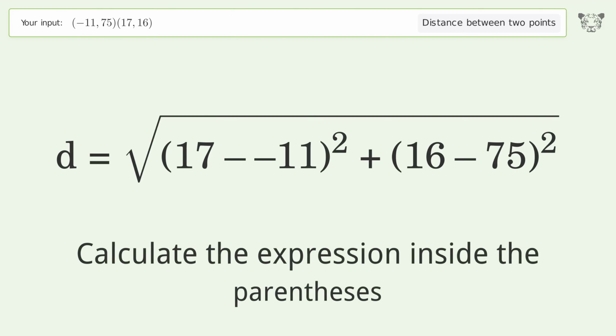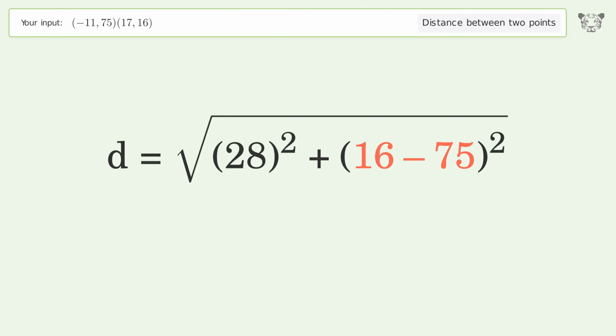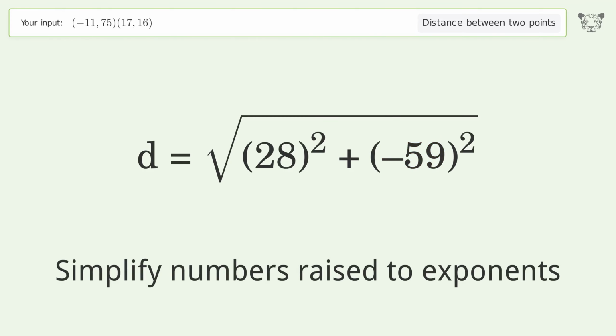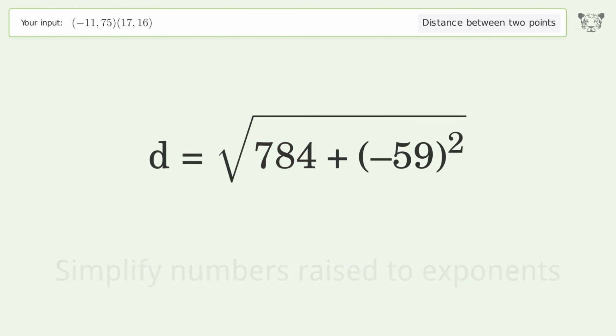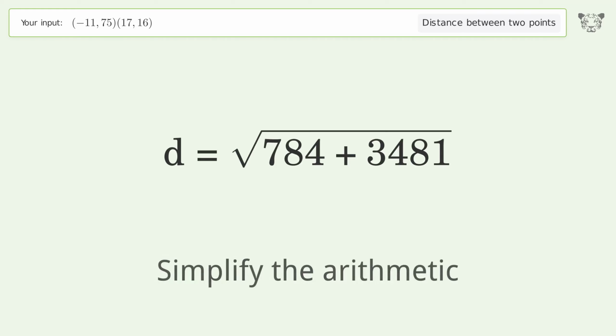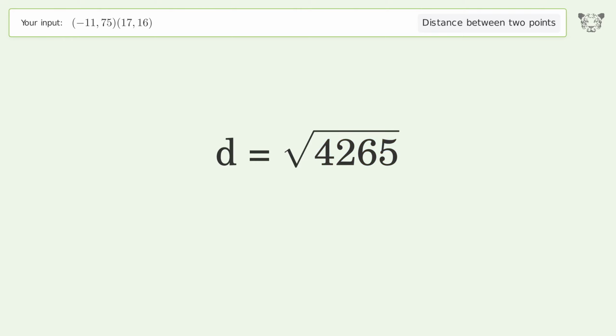Calculate the expression inside the parentheses. Simplify numbers raised to exponents. Simplify the arithmetic. And so the distance between the 2 points is the square root of 4,265, or 65.307.